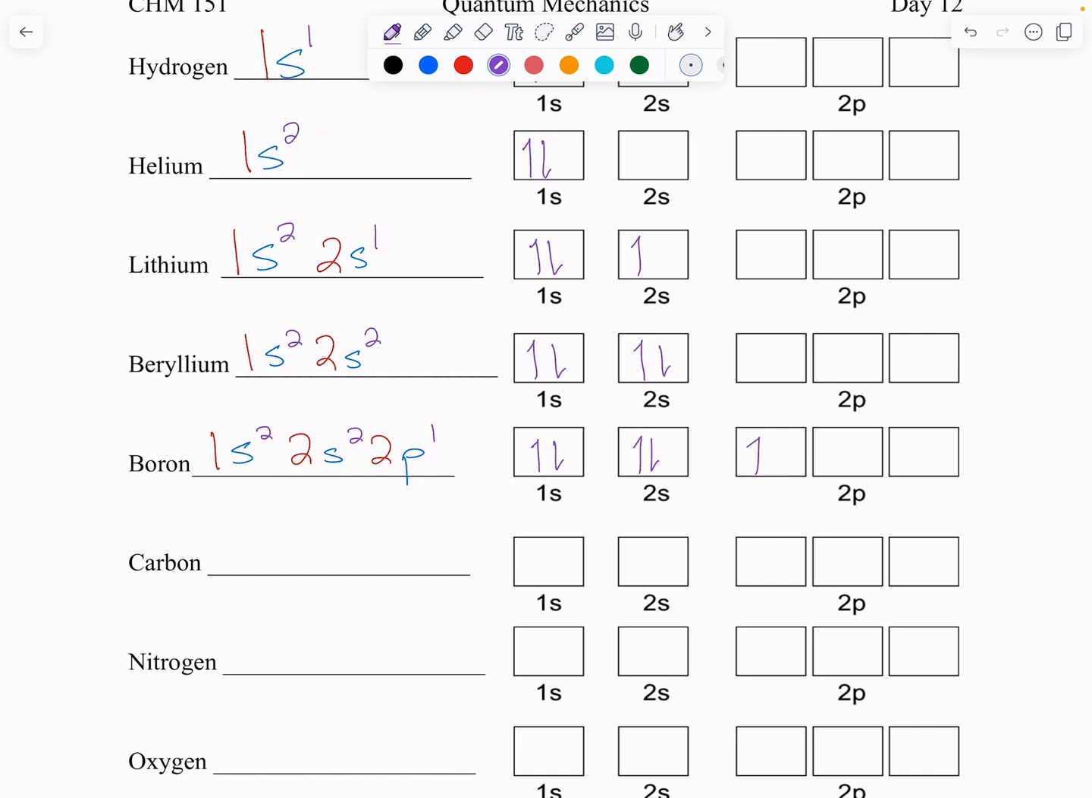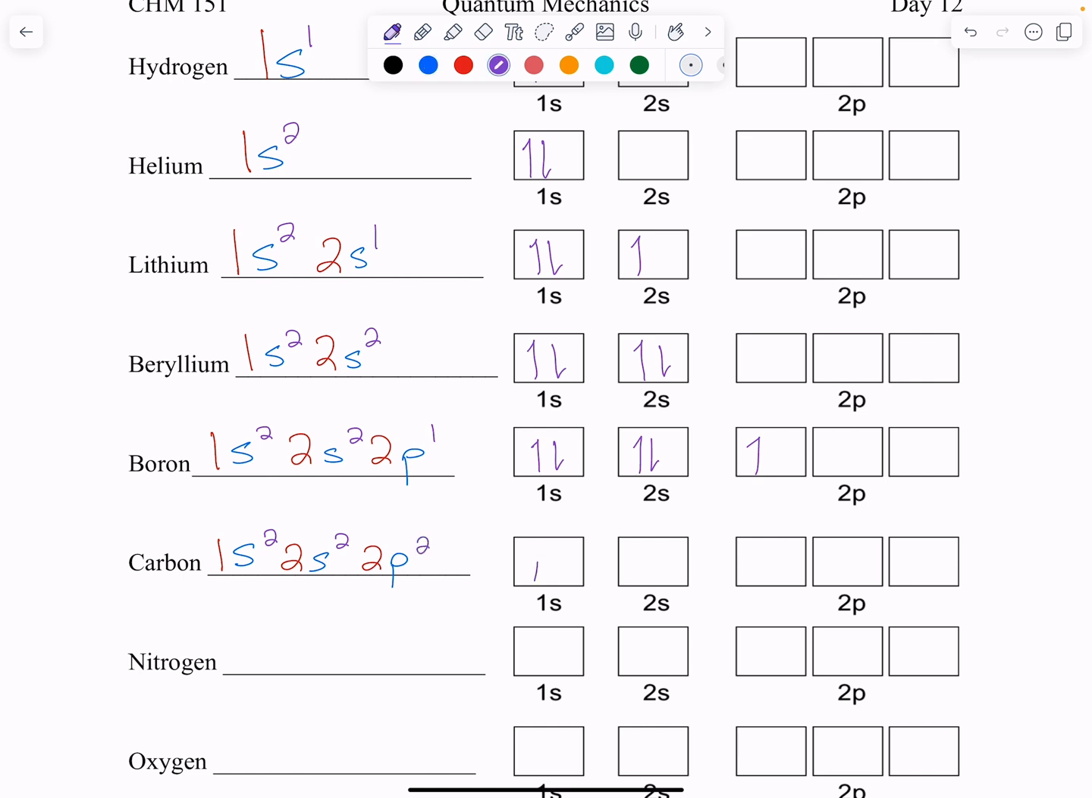Carbon, we're just going to keep going. 1s2, and then 2s2, and then 2p2.